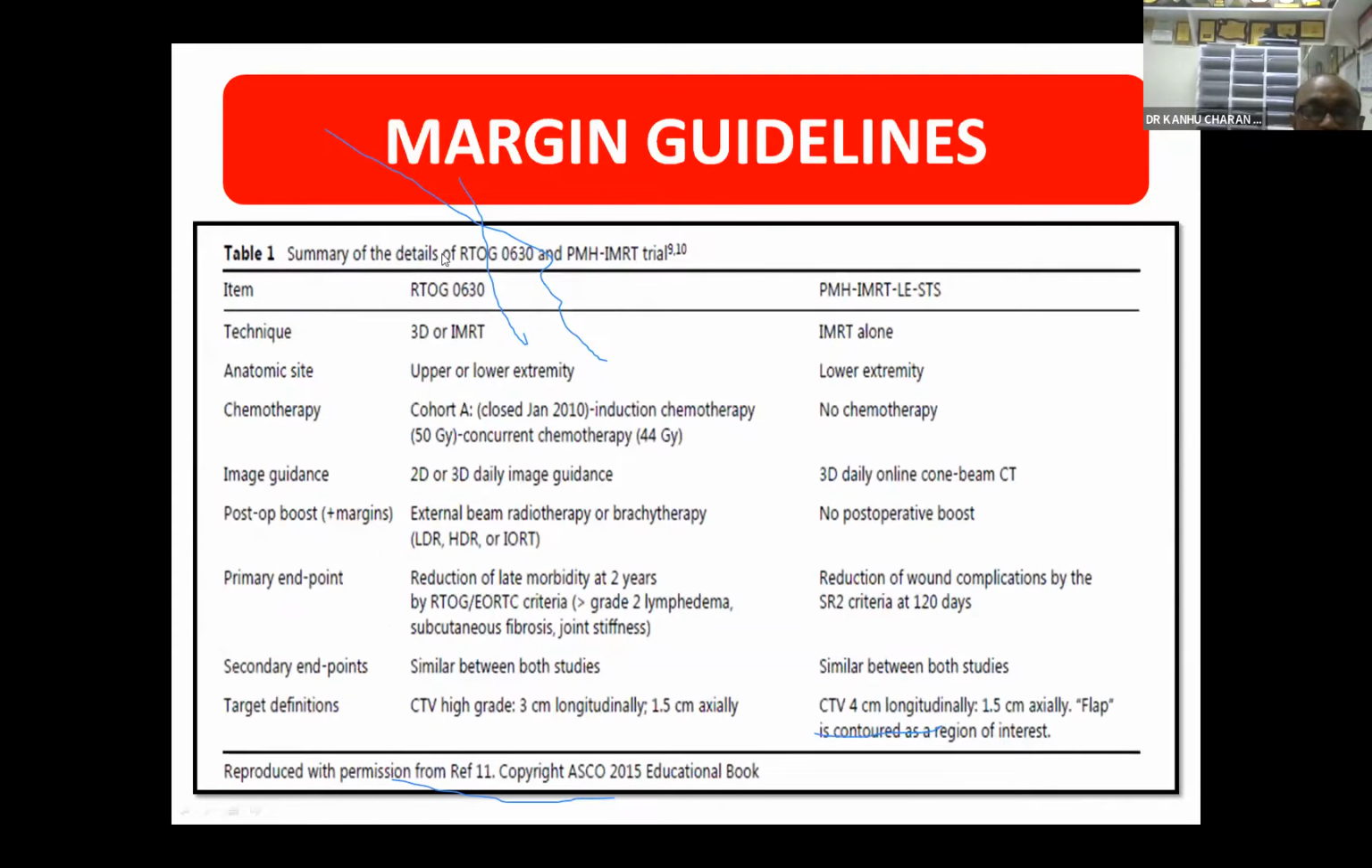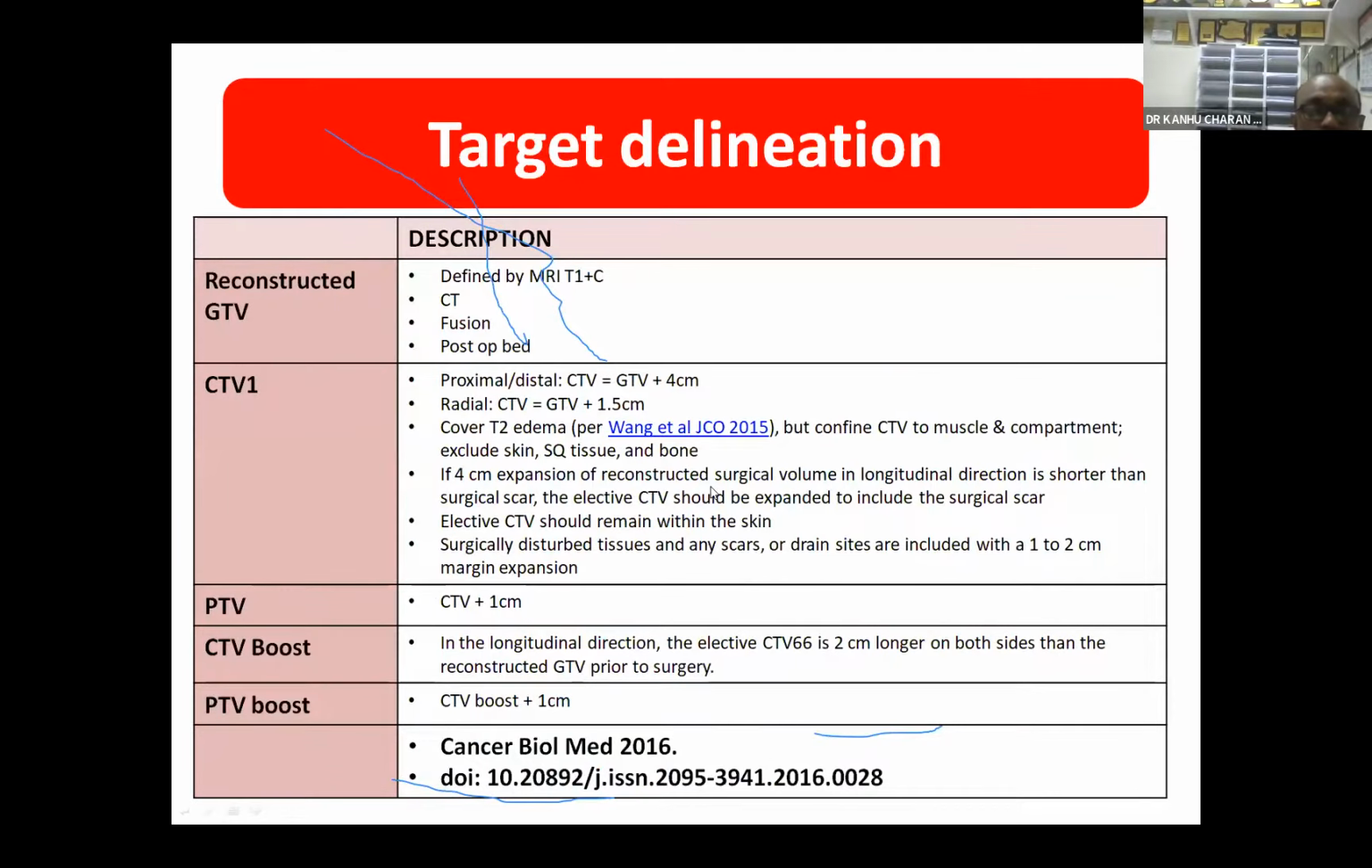These are the two protocols we can follow, RTOG 0630 and the PMH protocol. I am not going into the details. For the GTV, we use MRI and CT fusion, the post-op bed and clips, and reconstruct the GTV. For the CTV, proximal and distal 4 centimeter, radial 1.5, cover the T2 edema, exclude skin, subcutaneous tissue and bone, confined to muscle and compartment.